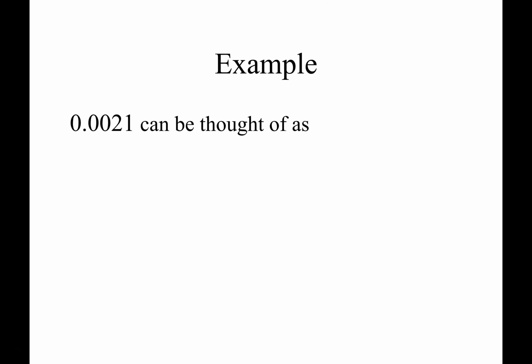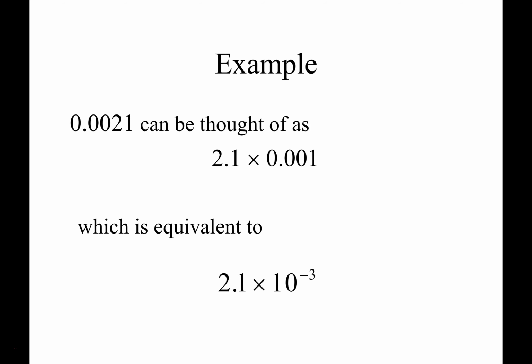So let's talk a small number here. 0.0021 can be thought of as 2.1 times 0.001. Of course, 0.001 is 10 to the negative 3rd. So that's kind of how we end up packing up our numbers into scientific notation.